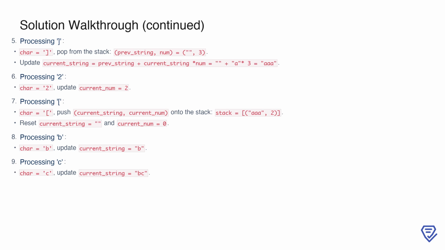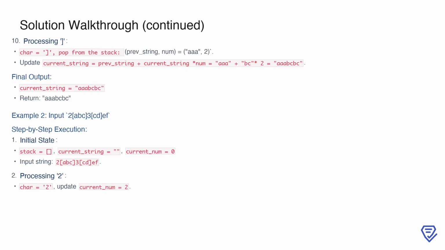Moving forward, we process the digit 2 and update the current number to 2. Another opening bracket indicates the start of a new segment, so we push the current string aaa and the number 2 onto the stack, resetting the current string and number again. As we process the letters b and c, we build the current string by concatenating them, making it bc. The next character is the closing bracket, which means we need to decode the current segment. We pop from the stack, retrieving the previous string aaa and the number 2. Using these, we update the current string by repeating bc 2 times and appending it to aaa, resulting in the final string aaabcbc. With no more characters left in the input, this becomes our output.